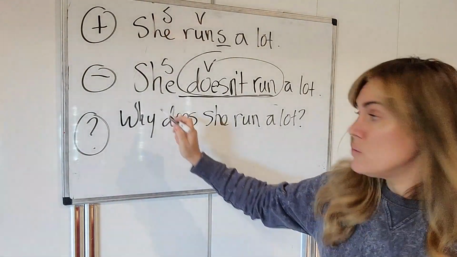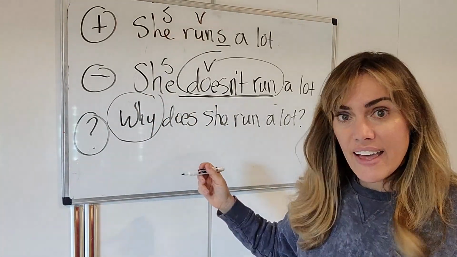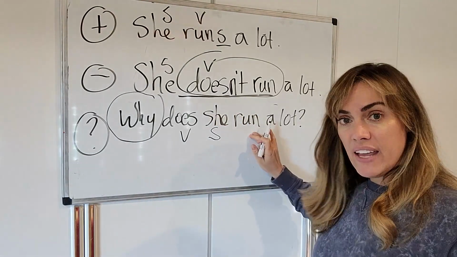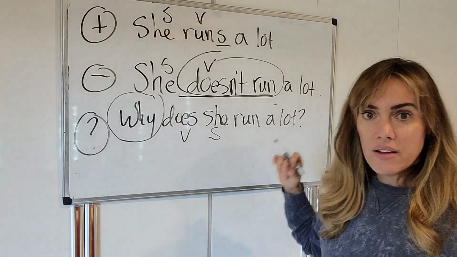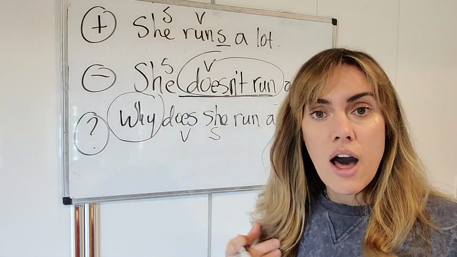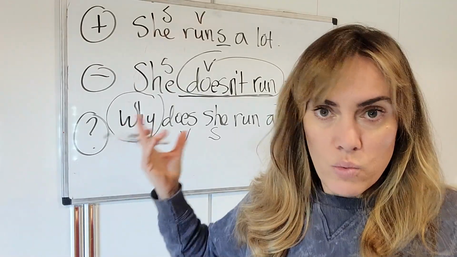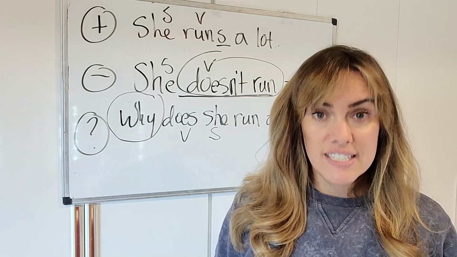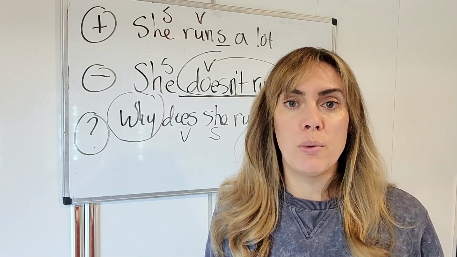Here again, we're just starting with the question word, and then again, we have the verb and then the subject, and then the main verb is in the base form. Why does she run a lot? She runs a lot because she enjoys being outside. Whatever your answer is. This is how you make these affirmative, negative, and question forms using the simple present.